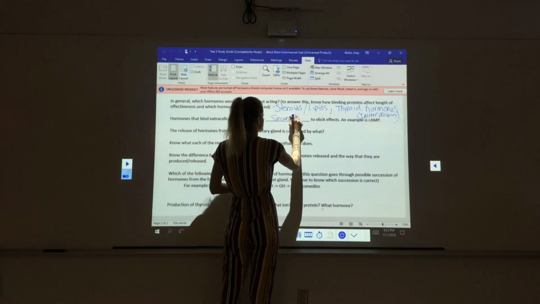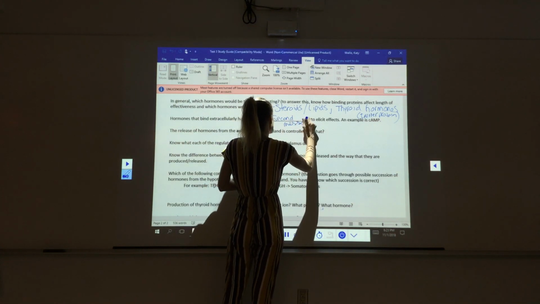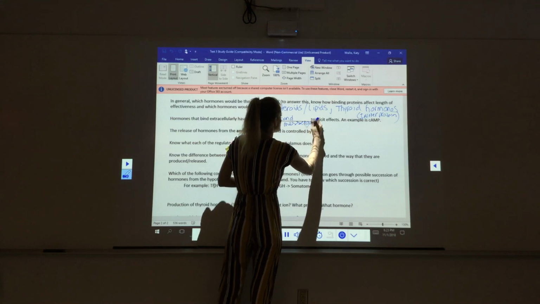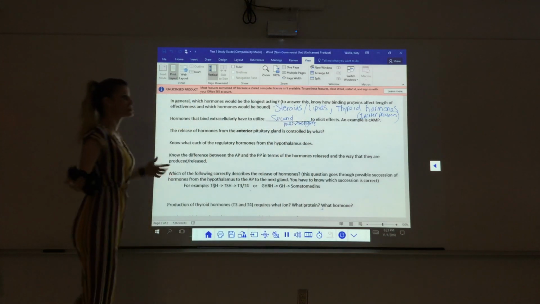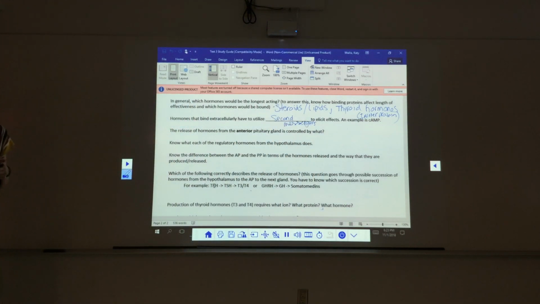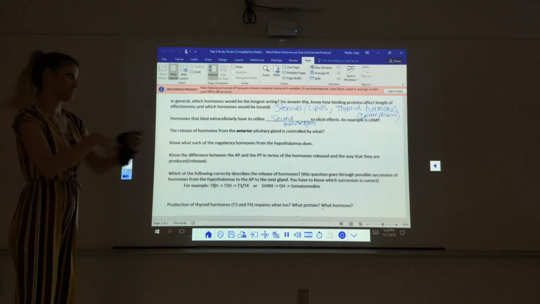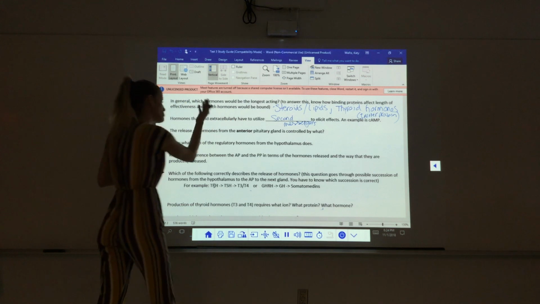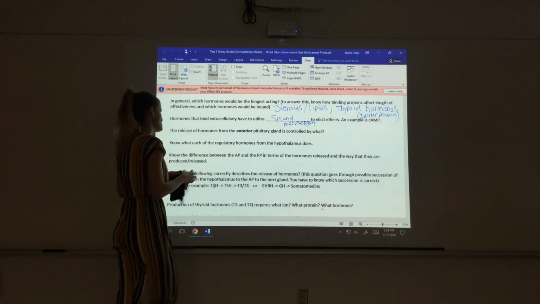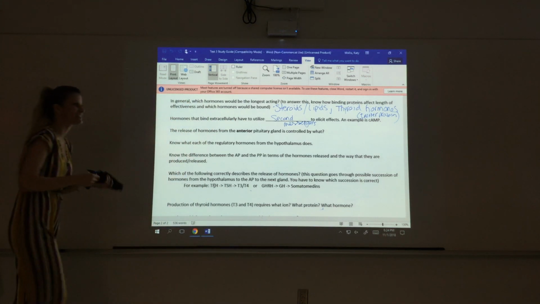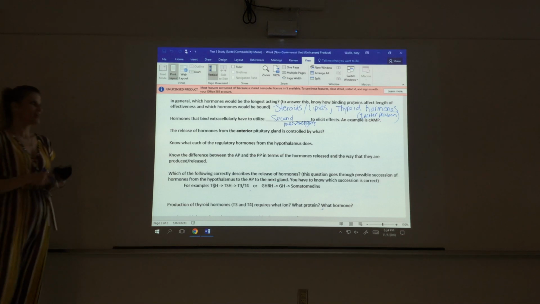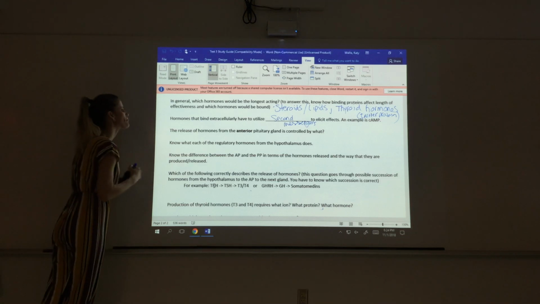Second messengers. Remember, the hormones that bind extracellularly never actually enter the cell themselves. So they have to have something else go inside and do their work for them. That's a second messenger. cAMP, or cyclic AMP, is one of the most common second messengers. We also utilize cyclic GMP. We utilize calcium ions frequently.